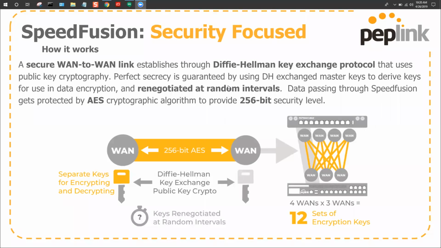Security focused. SpeedFusion is established through Diffie-Hellman key exchange protocol that uses public key cryptography. What we're doing is exchanging and renegotiating those keys on both ends of the tunnel at random intervals. Therefore, data that goes through gets AES cryptographic algorithm protection at the 256-bit security level. Because this is always a moving target, it's highly unlikely that somebody is going to defeat SpeedFusion security. On top of that, if by some quirk of fate that does occur, because the session is broken up on the packet level and sent across all available WANs, it's junk data that they're seeing, incomplete sessions. So security is paramount with SpeedFusion.